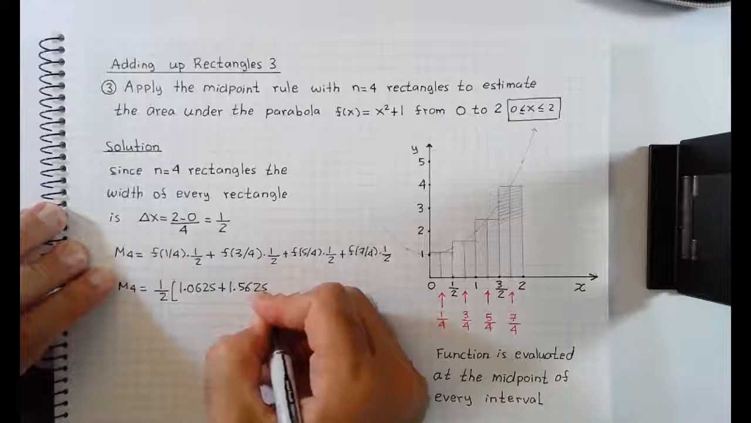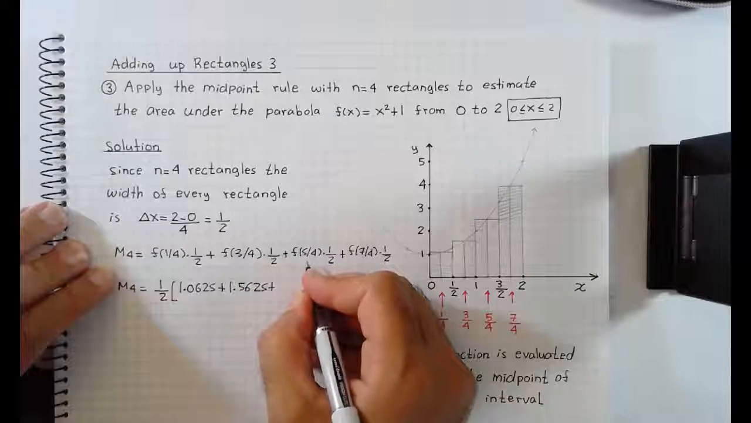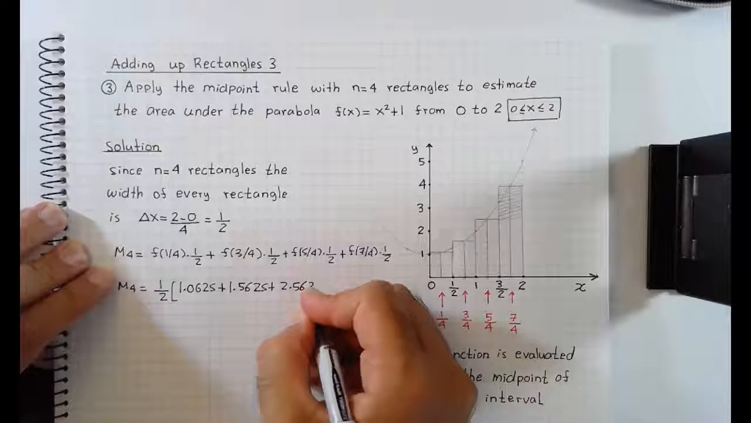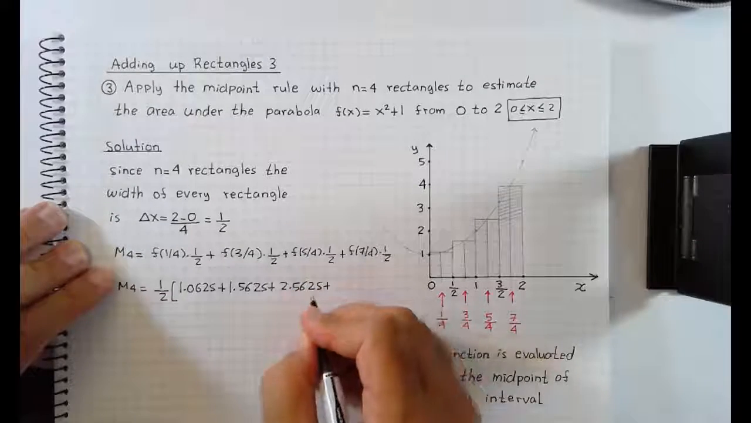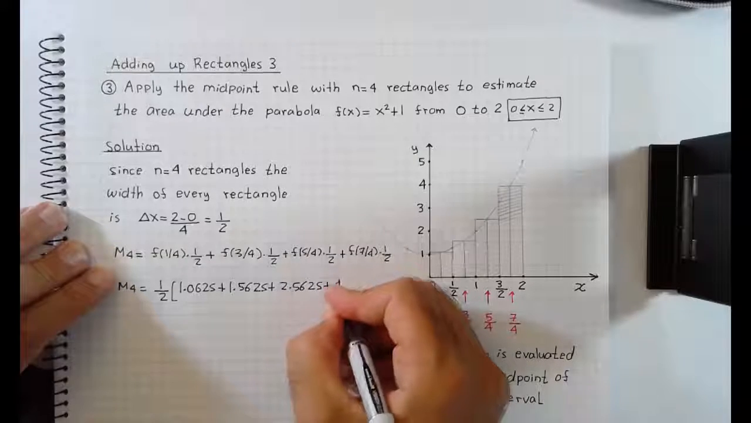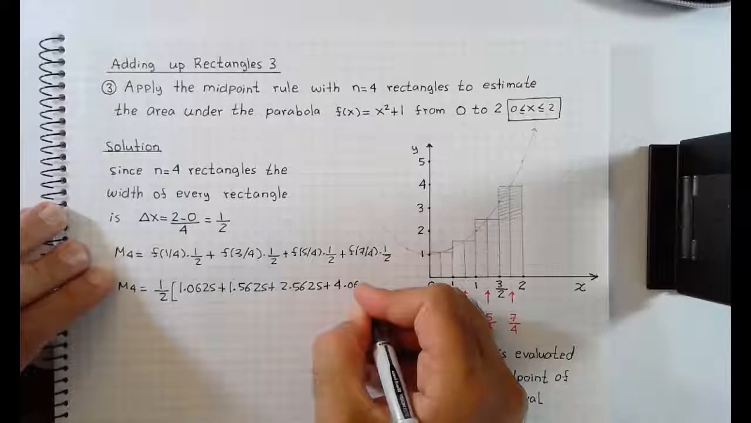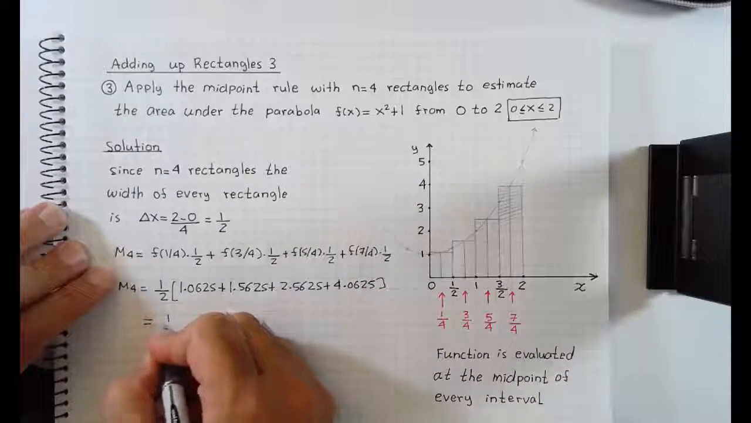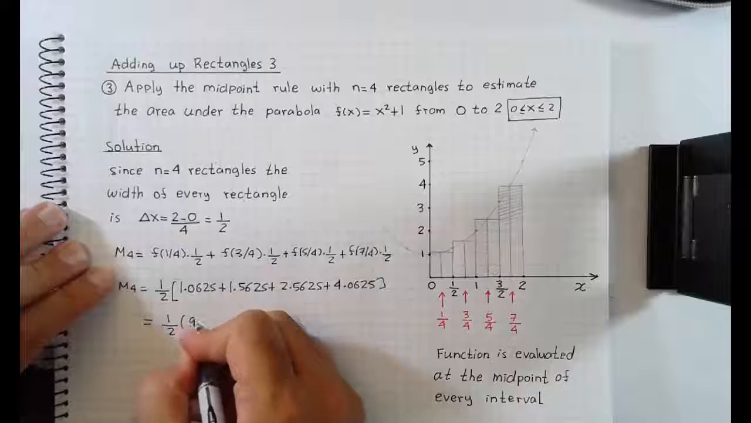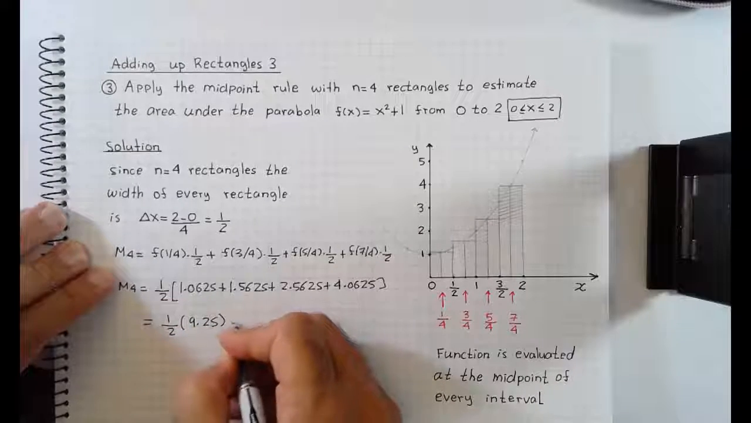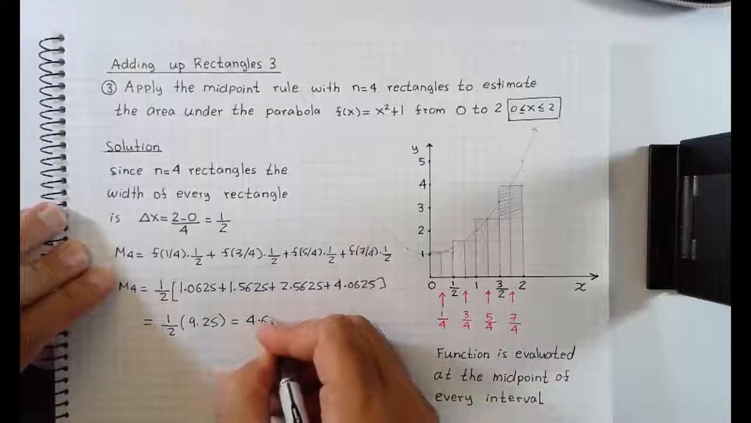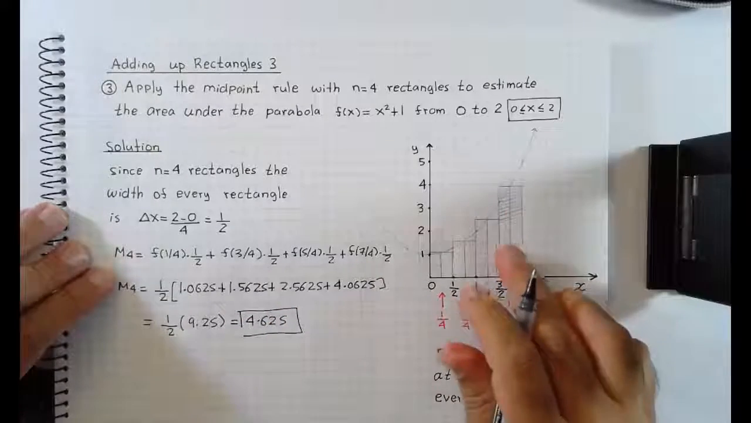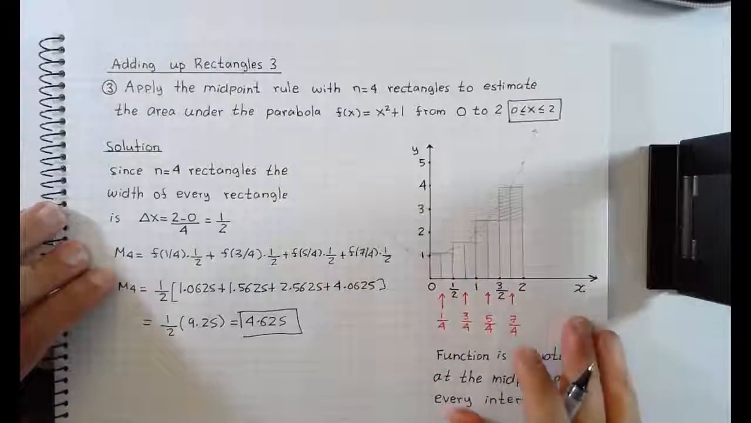1.5625, and f of 5/4, that's calculated as 2.5625, and f of 7/4, that's going to be 4.0625. If we add up all of these, that's 1/2 of 9.25. That's 4.625. This is an estimate for the area under the curve using 4 rectangles and using the midpoint rule.